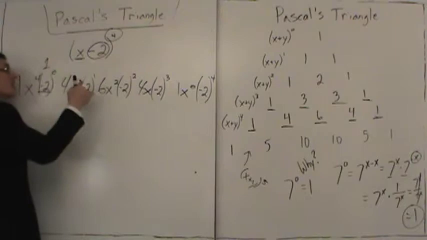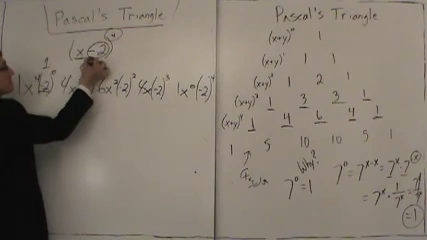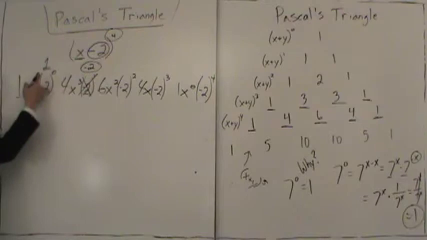Negative 2 to the 1st power is negative 2. Cross this out. Oh, I'm sorry. We didn't do the first term. So we have 1 times 1, which is 1. The 1's can be ignored. We have x to the 4th.